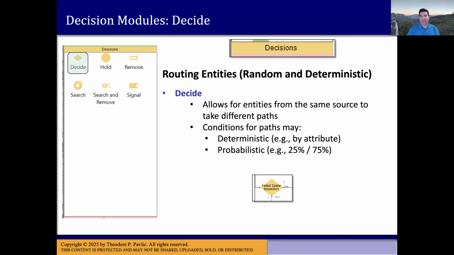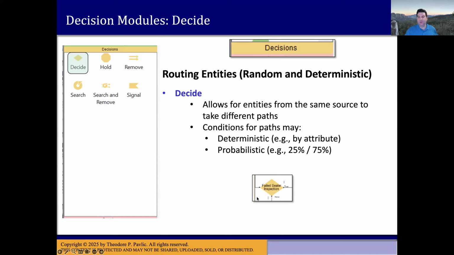Now, another key block that is not under the discrete processing block, but is in our decisions block, is this decide block. Decide blocks allow entities to go in and then go out different paths. So in the simplest case, it's just a two-way where they go either out the top path labeled true here or the bottom path labeled false.